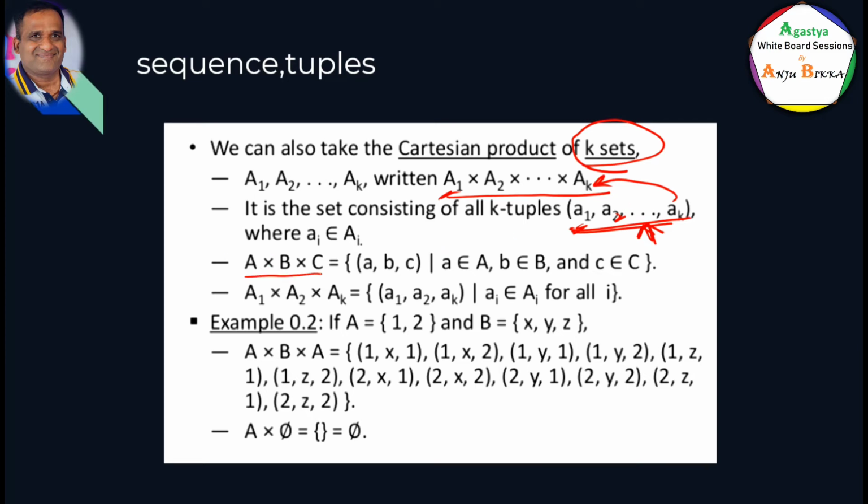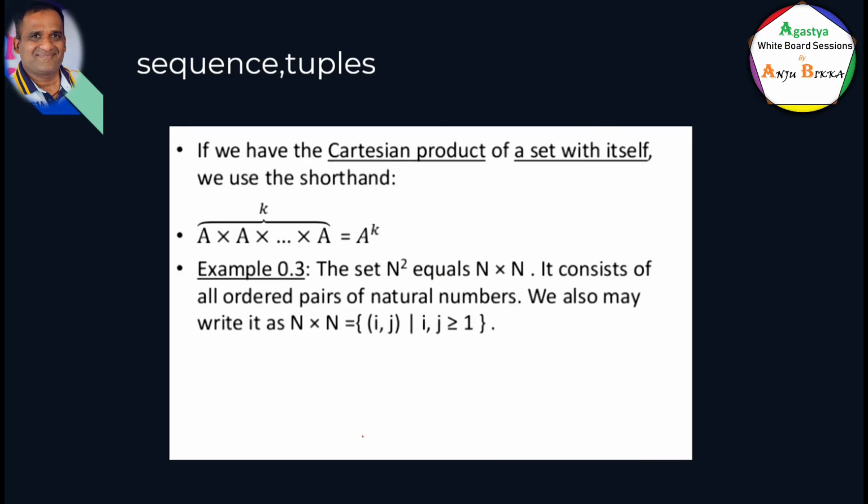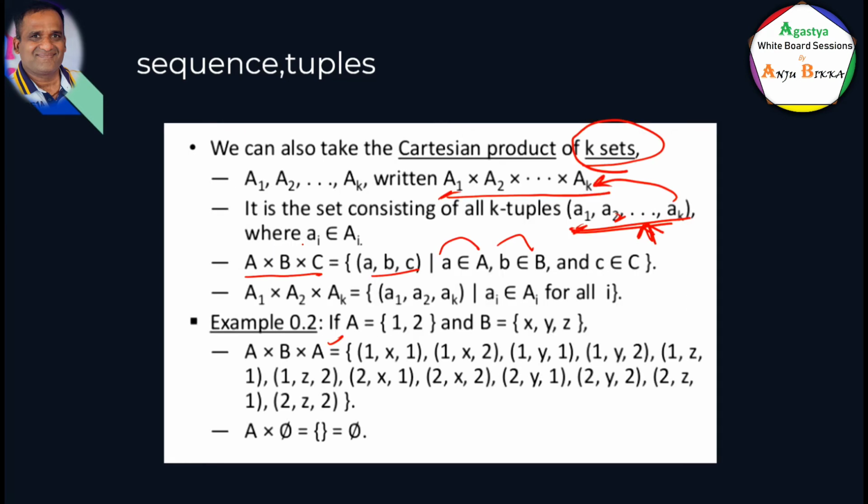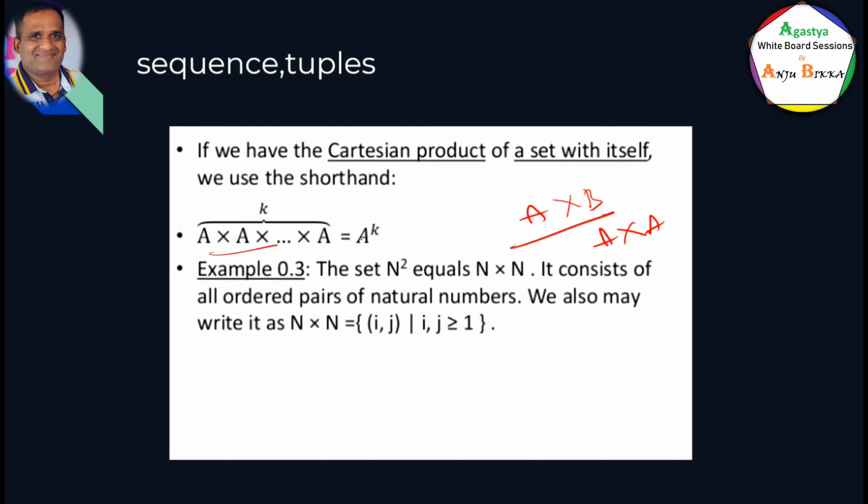Like the Cartesian product of 3 sets, it is nothing but (a, b, c), where a belongs to A, b belongs to B and c belongs to C. If you have a Cartesian product of a set with itself, instead of writing the Cartesian product of A with A, k times, we will use this convention: A^k means A × A × ... × A of the same set.